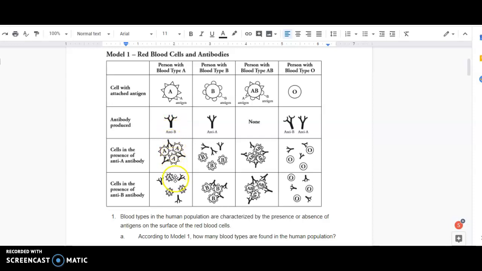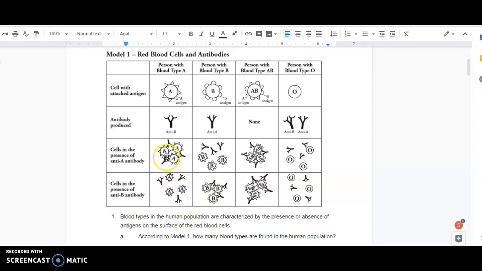We're going to skip to row number 4. Row number 4 says cells in the presence of anti-B antibodies. So we have A cells and we have anti-B antibodies. And as mentioned before, those shapes do not match up. And so the A cells are going to be able to flow freely through the bloodstream without any problems. And these antibodies are also going to be able to flow freely throughout the body. This is what you want. You do not want them attaching and attacking.